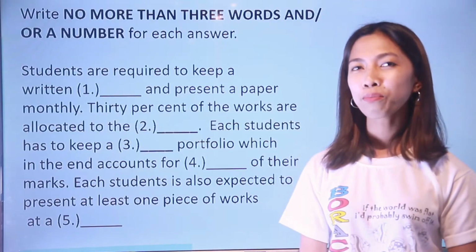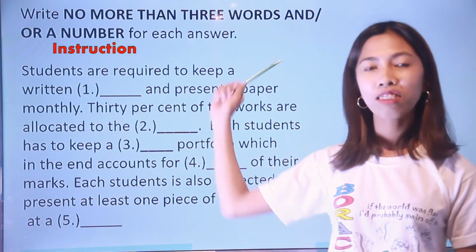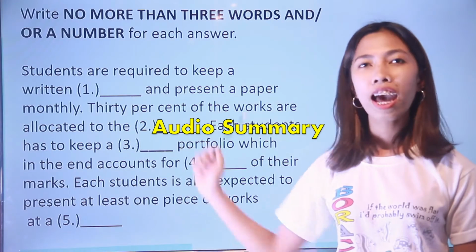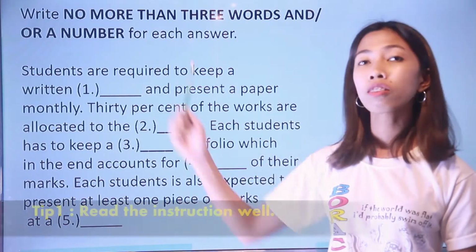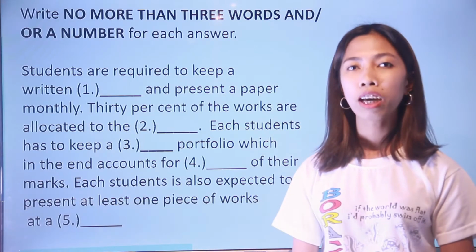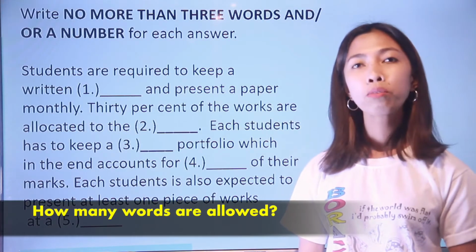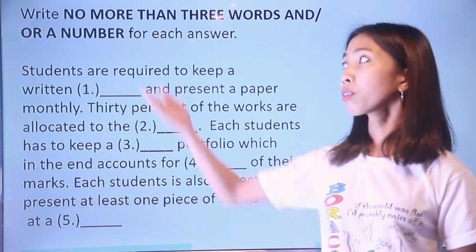Today we're going to talk about how to answer a summary completion in an IELTS listening test. For a summary completion, it starts with the instruction and the paragraph that has the summary of the audio. First of all, you have to read the instruction of how many words you are allowed to write for the answer. So how many words are we allowed to write for our answer?